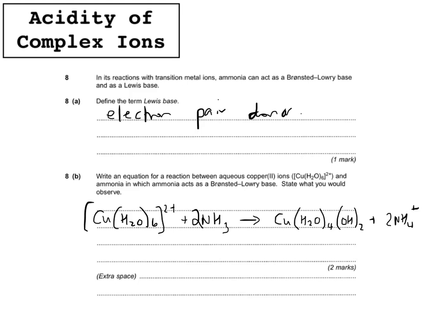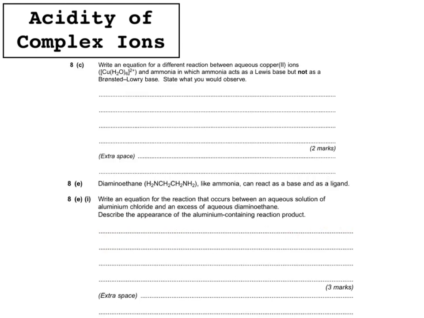And it says state what you'd observe. You're going from a blue solution to a blue precipitate. In this case, the blue solution being your copper hexaaqua and your blue precipitate being your copper hydroxide. Then it says, write an equation for a different reaction between aqueous copper-2 ions and ammonia in which ammonia acts as a Lewis base but not as a Bronsted-Lowry base, and state what you'd observe.